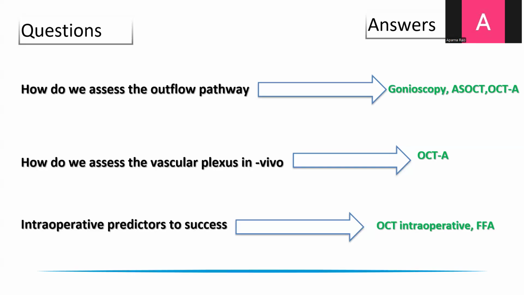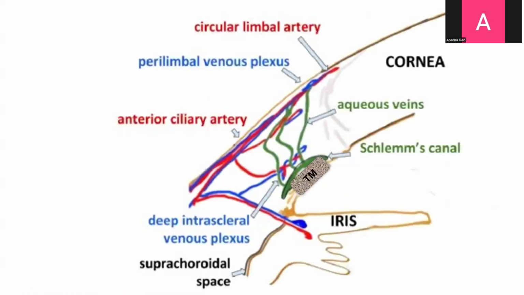OCT angiography and aqueous angiography help in the visualization of the arborization of the vascular plexus in each eye at various stages of the surgery and also after surgery, which is crucial to understanding the impact of our surgery on the outflow pathway and its influence on the intraocular pressure. Before we dive into the intraoperative predictors per se, let us now understand the anatomy of the outflow pathway components.